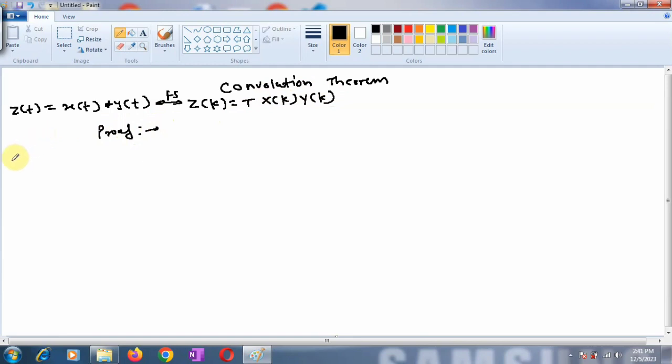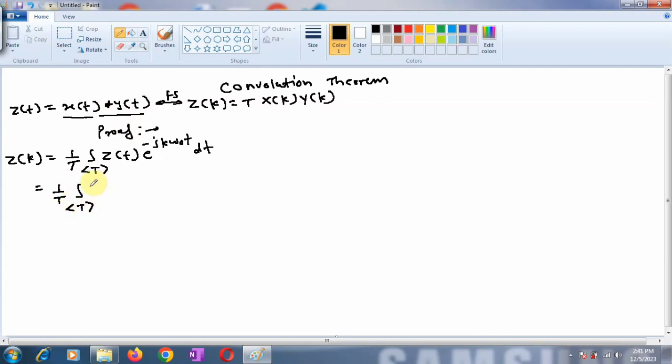First we will start with the definition of Fourier series. So z of k will be given by 1 upon T into integration over the period T, z of t into e raised to minus jk omega 0 t into dt. This is according to the definition. But here z of t is nothing but x of t convolved with y of t. So let us substitute the value. So 1 by T over the period T, x of t convolved with y of t into e raised to minus jk omega 0 t into dt.